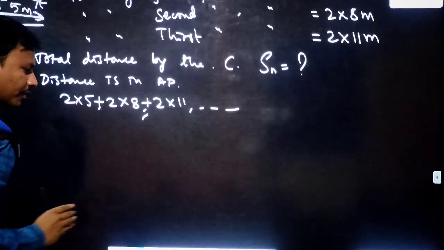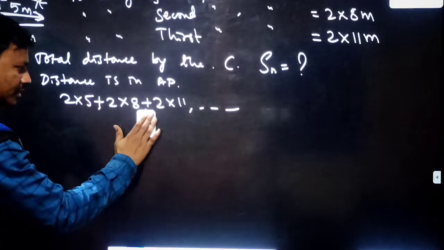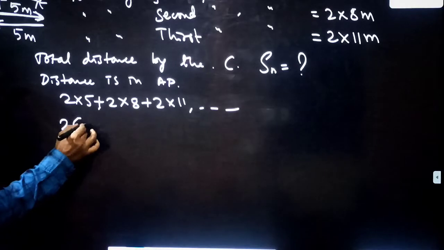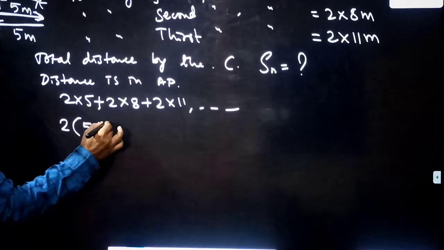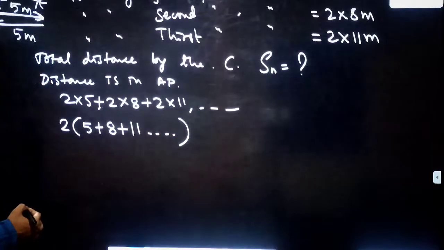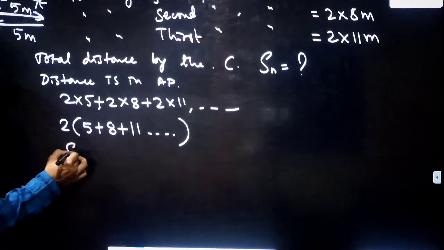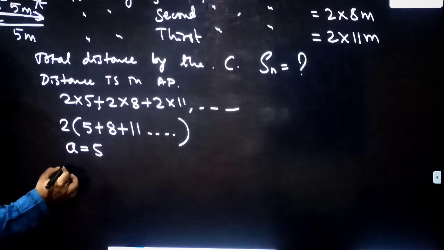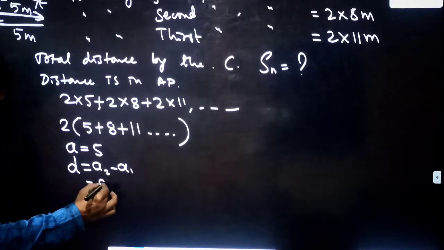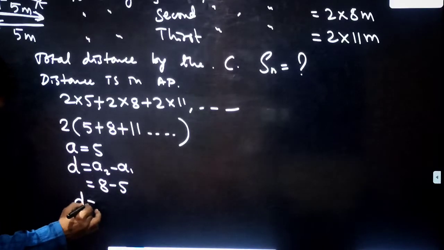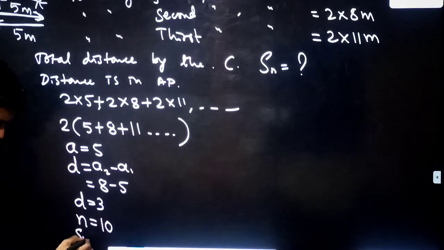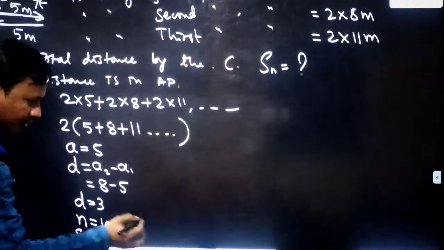Sum of total distances. 2 is common here, 2 in bracket, 5 plus 8 plus 11 and so on. Correct? Okay. What is A here? What is A? 5. What is D? A2 minus A1, 8 minus 5. D is equal to 3. What is N? 10. What is Sn? Question mark. Correct?